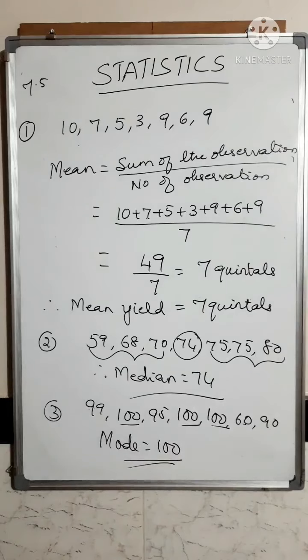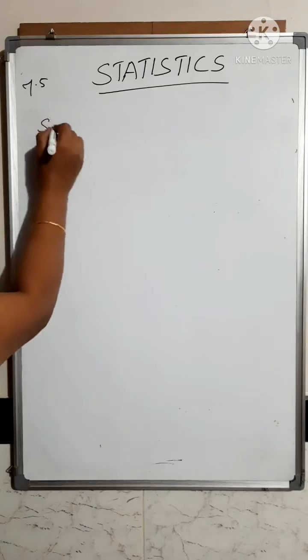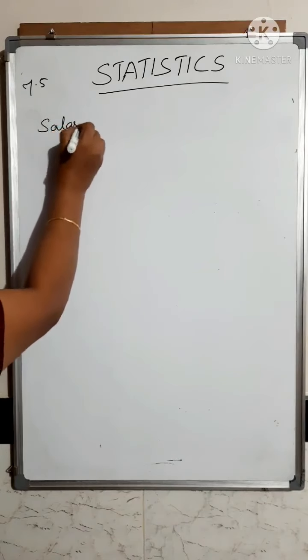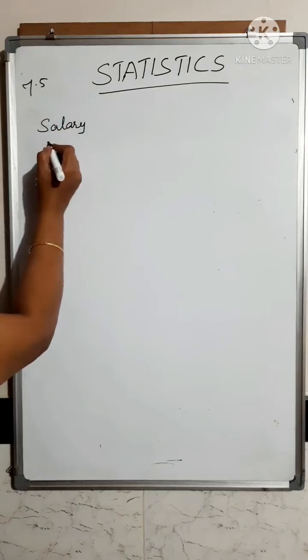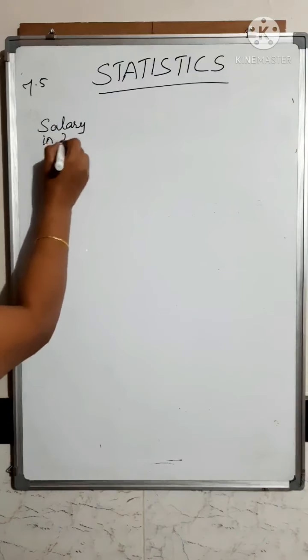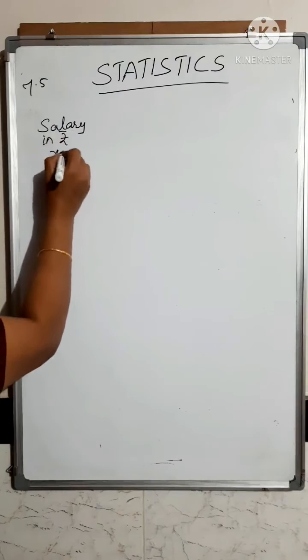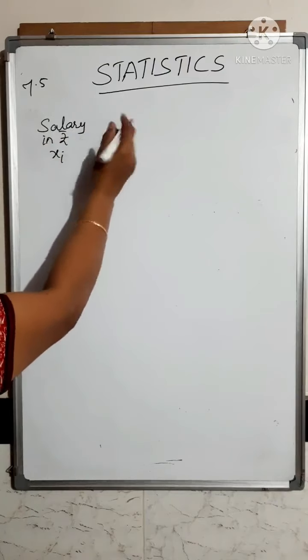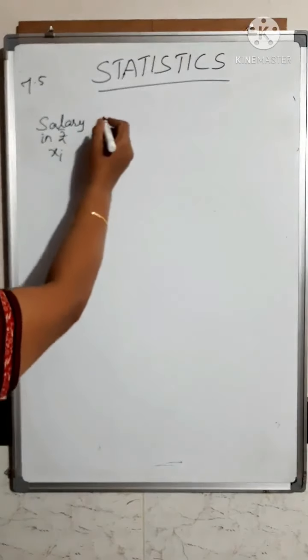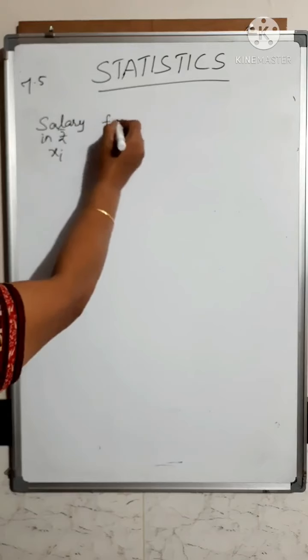Next, the fourth one: since many scores are given, prepare the table. So prepare the table, then as I have done in the example problem, same way you have to prepare the table and find out what is the mean of monthly salaries. So the first column you have to prepare is salary in rupees. So that represents Xi. Then if you don't put tally marks it is okay. If you put tally marks also there is no problem. So I am not putting it.